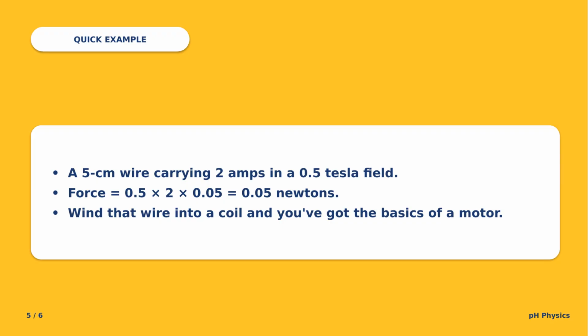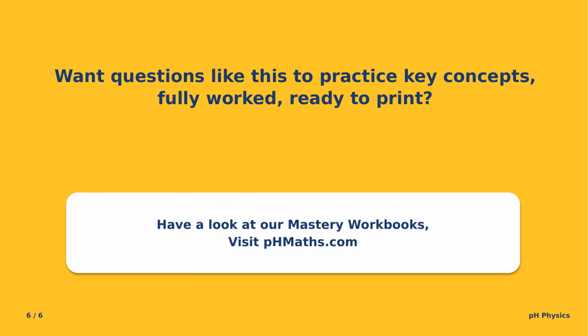Quick example. A 5 centimeter wire carrying 2 amps in a 0.5 Tesla field. Force equals 0.5 times 2 times 0.05 equals 0.05 newtons. Wind that wire into a coil and you've got the basics of a motor.